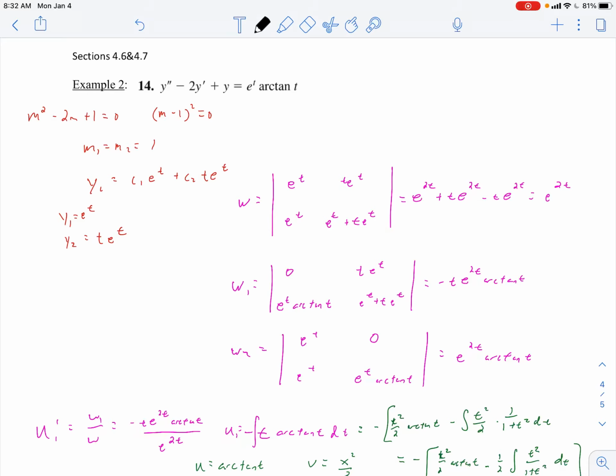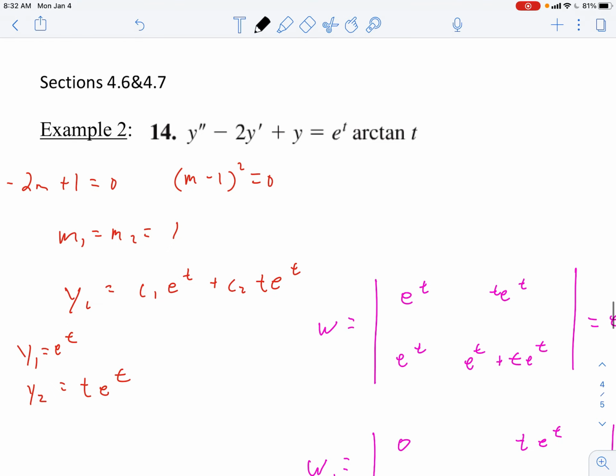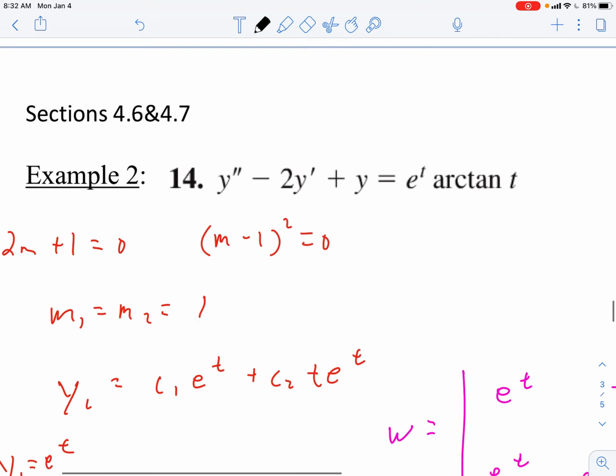Alright, welcome to the last example where we're going to find the solution to the second order linear differential equation where our right side is e to the t arctangent t. So again, we're not able to do undetermined coefficients because of what the right hand side looks like. So initially we're going to solve for the homogeneous part.